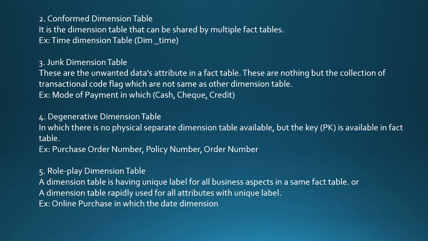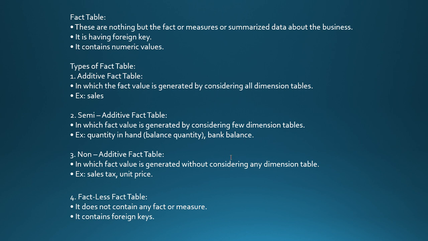Next one is the fact table. These are nothing but the facts or measures or summarized data about the business. It has a foreign key. It contains numeric values. Types of fact table: additive fact table, semi-additive fact table, non-additive fact table, and factless fact table.